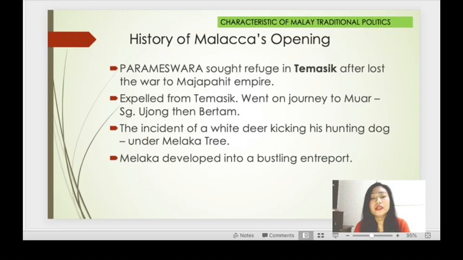He asked his comrades about the name of the tree that sheltered him when he saw the incident. And he was told that the name of the tree is Malacca. Thus, he made the decision of naming the land after the beautiful and shady Malacca tree.